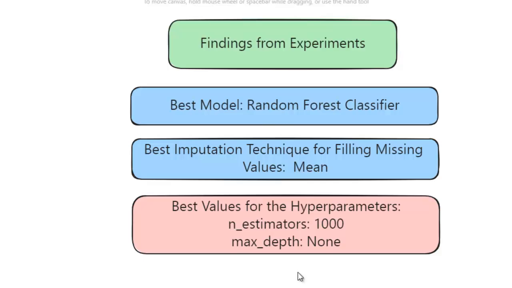So as you can see, we have achieved these results after our experiments. We found our best model along with the best imputation technique for filling missing values: the random forest classifier and mean (average) imputation, right? After hyperparameter tuning, we also found the best possible values for our hyperparameters, n estimators and max depth, right? 1000 and none.